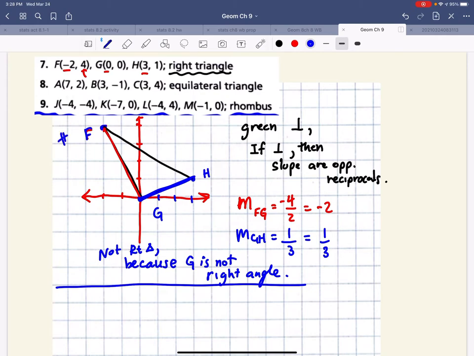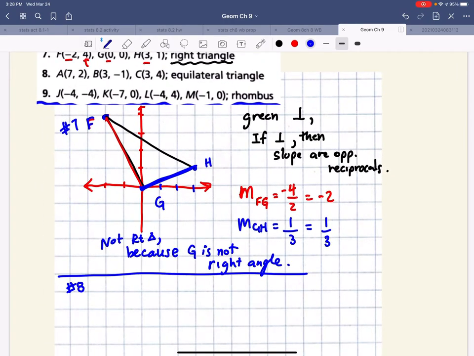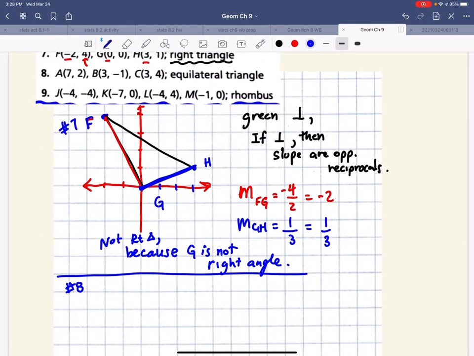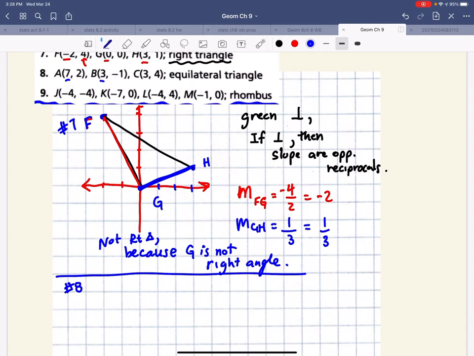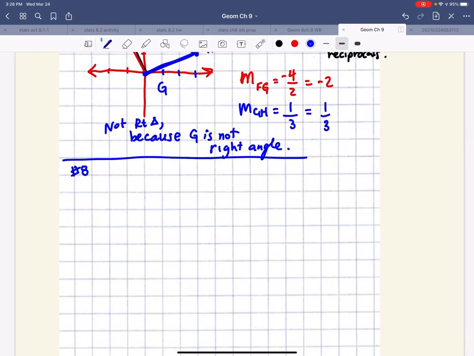All right. So number 8, is ABC an equilateral triangle? Okay, so let's graph that. 7, 2, so it looks like I'm going all the way over to 7 in the X and all the way up to 4, so, okay.